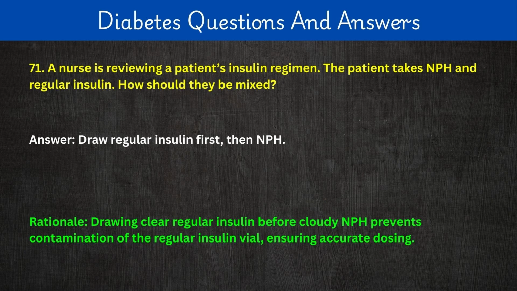71. A nurse is reviewing a patient's insulin regimen. The patient takes NPH and regular insulin. How should they be mixed? Answer: Draw regular insulin first, then NPH. Rationale: Drawing clear regular insulin before cloudy NPH prevents contamination of the regular insulin vial, ensuring accurate dosing.